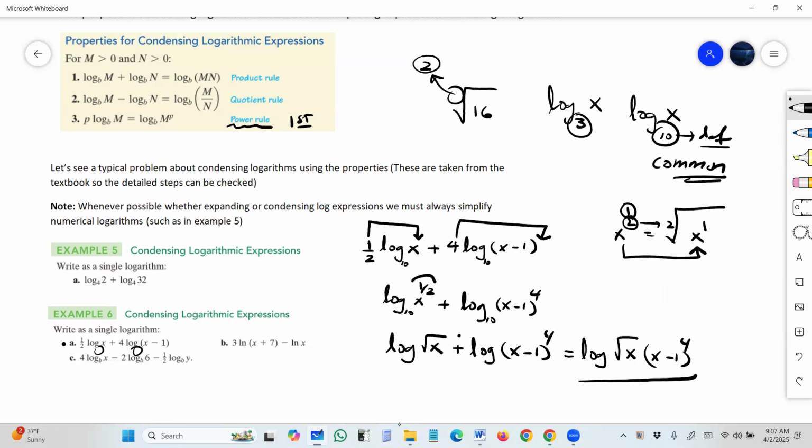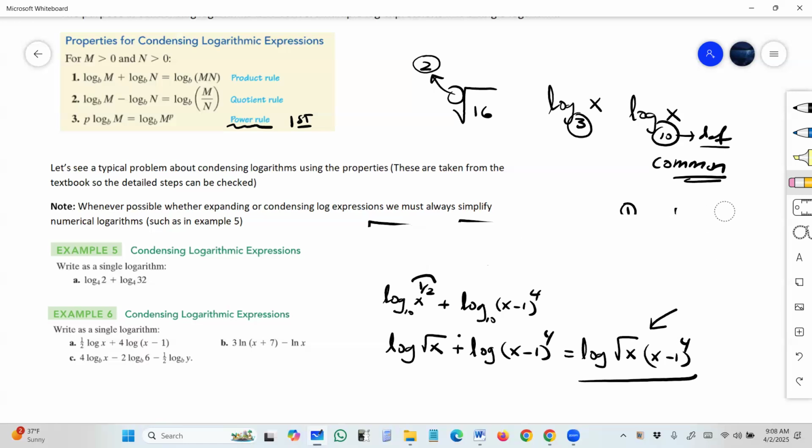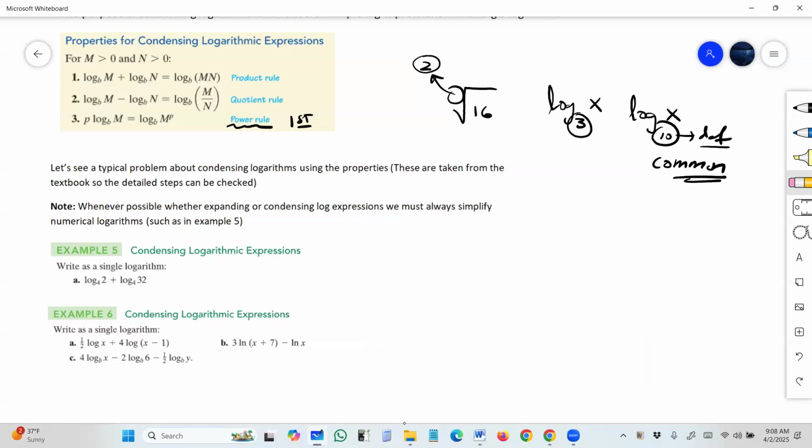So, condensing logs: I start with multiple log expressions, and I end up with a single one, which is what you see right here. All right, very good, that's the first one. Let's do the second one now. I'm going to erase all of this. So, second expression, B. I'm sorry, I was going to do C.